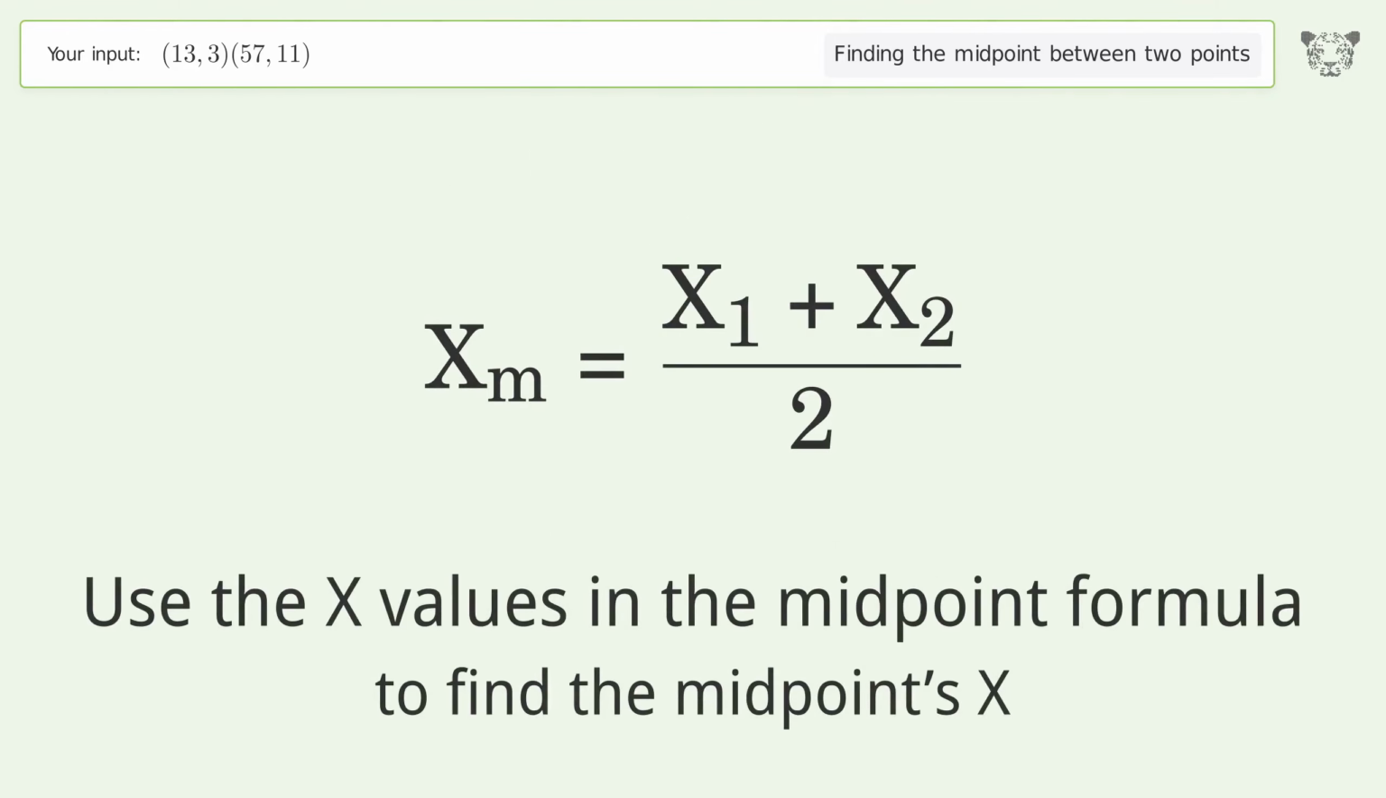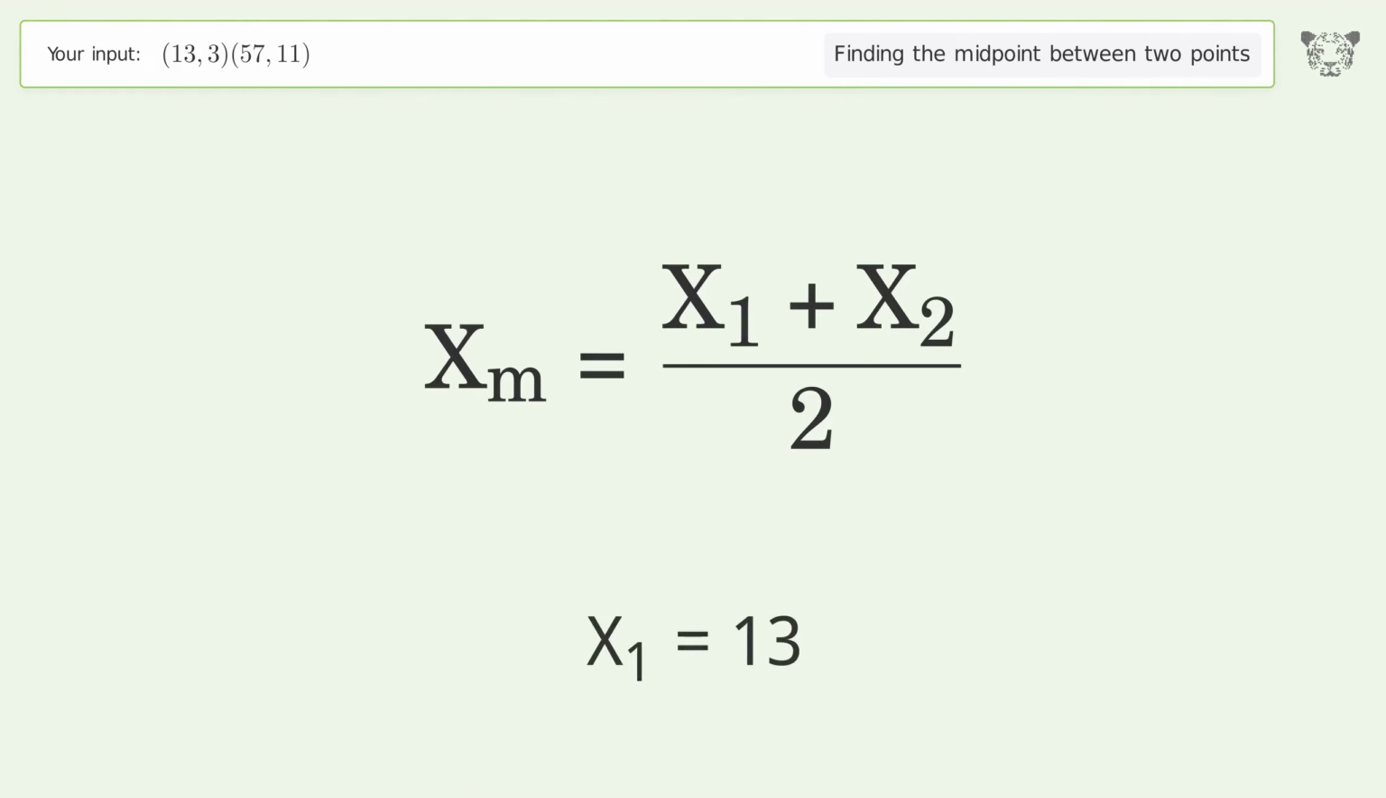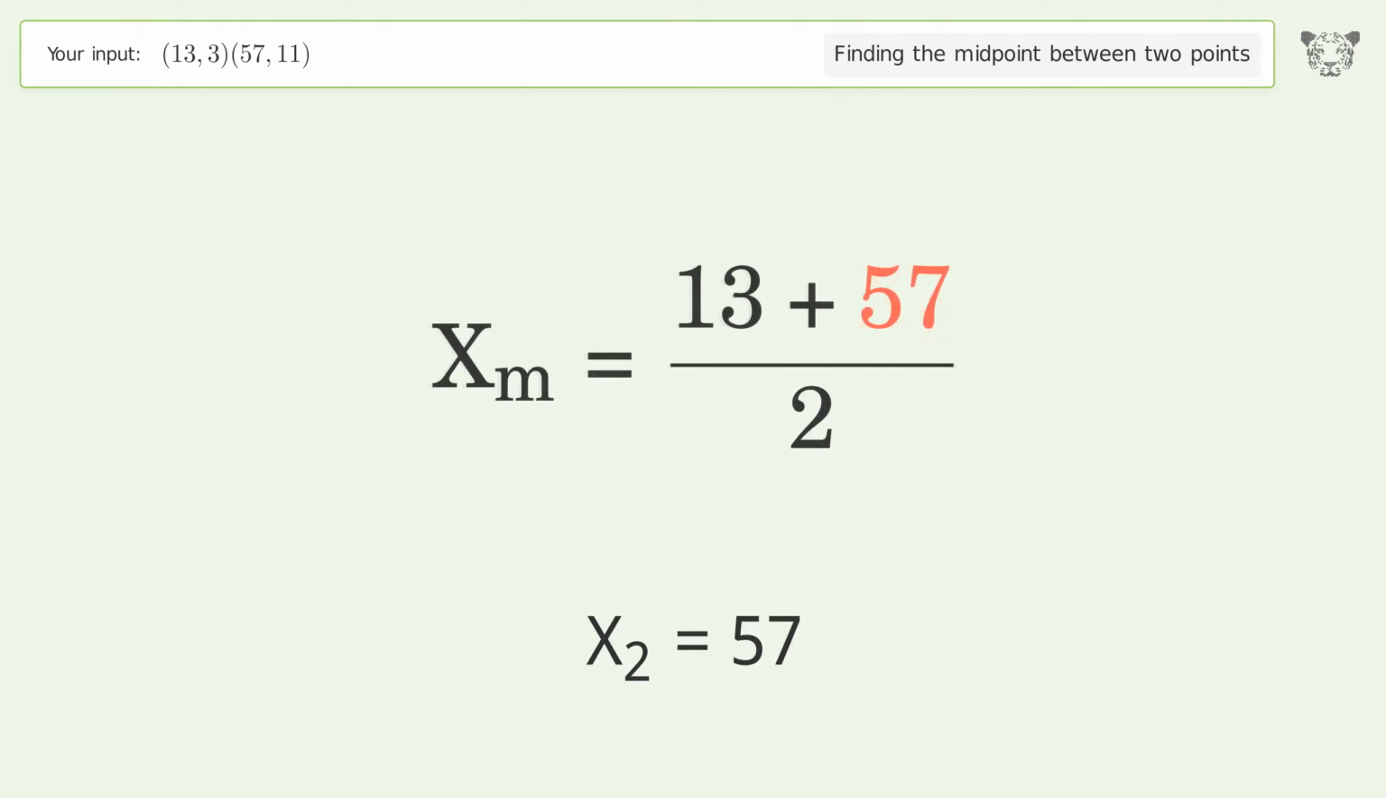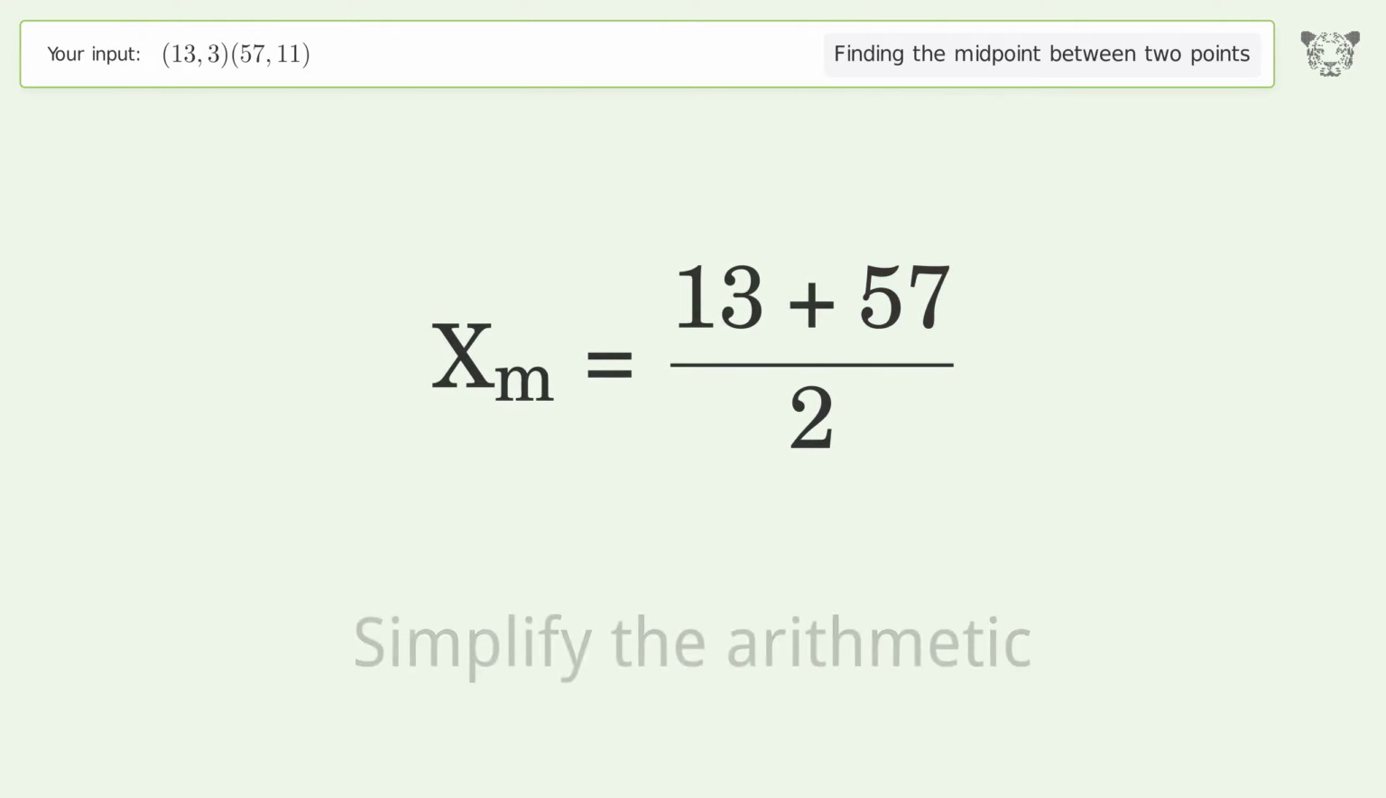Use the x values in the midpoint formula to find the midpoint's x. x1 equals 13. x2 equals 57. Simplify the arithmetic.